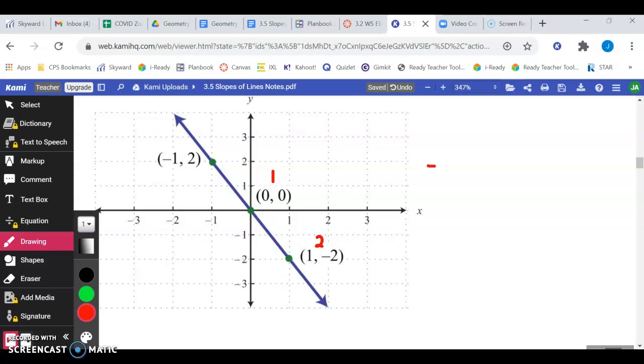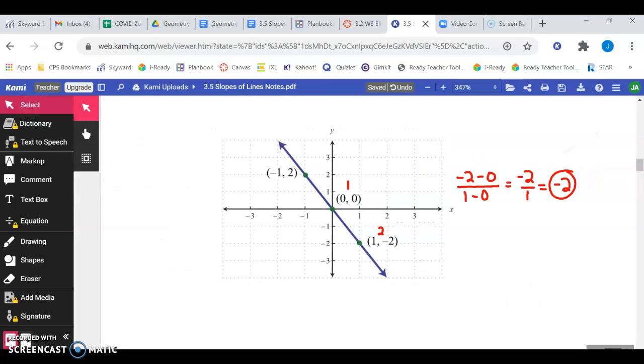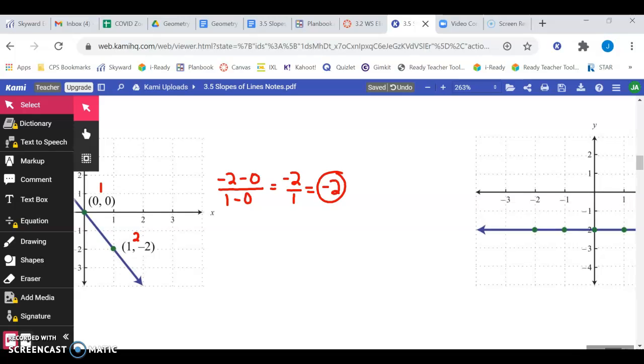So y for my second point is negative 2, minus y for my first is 0, and then x for my second is 1, minus x for my first is 0. And when I simplify, I get negative 2 over 1, which is negative 2. So we knew it was negative just by looking at it because it's going downhill from left to right.